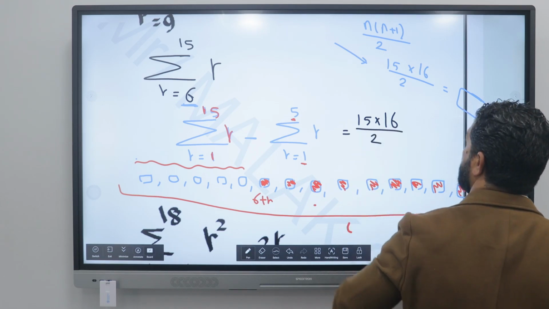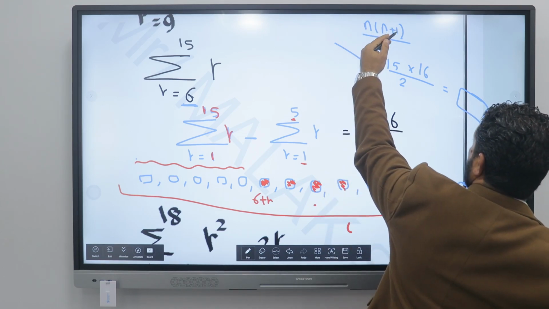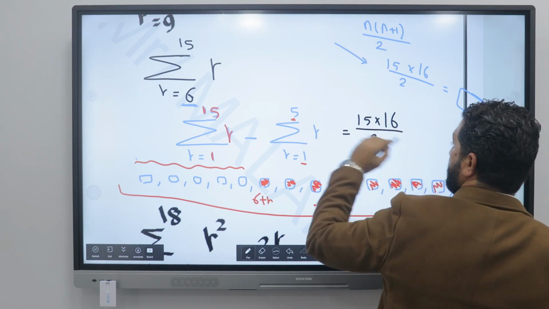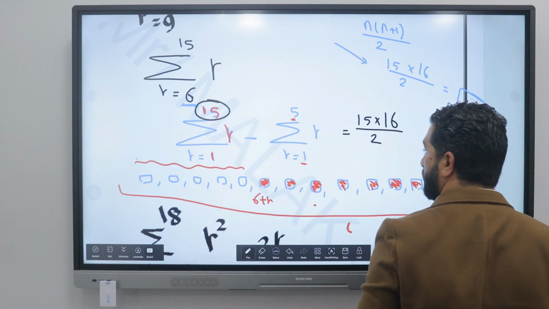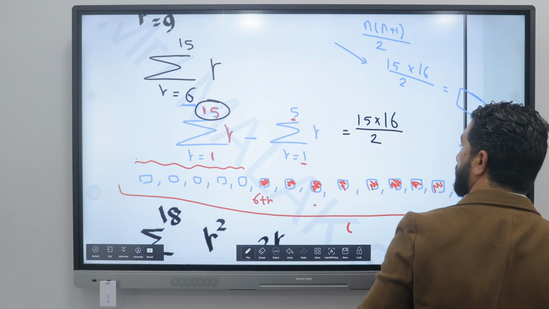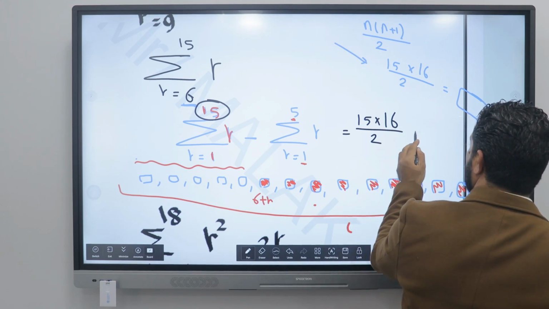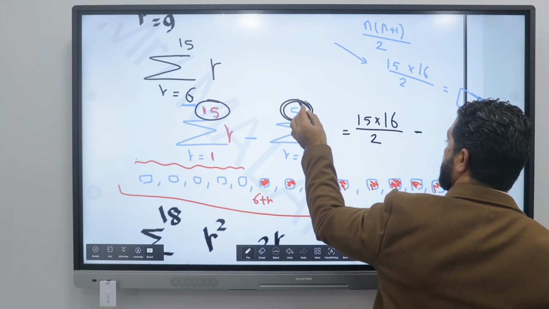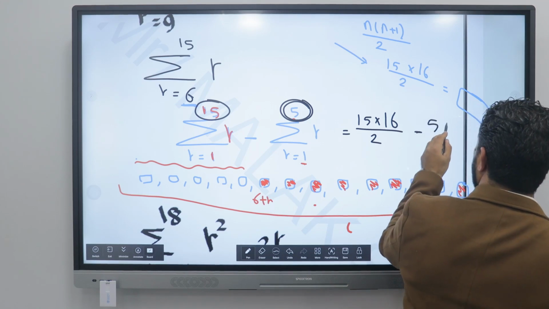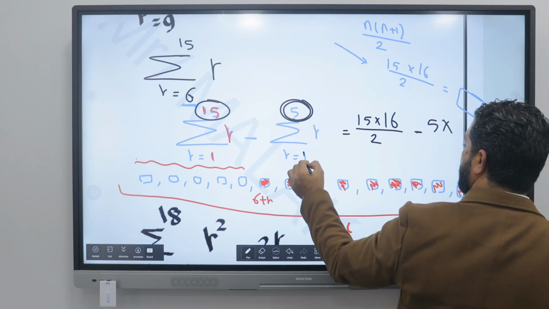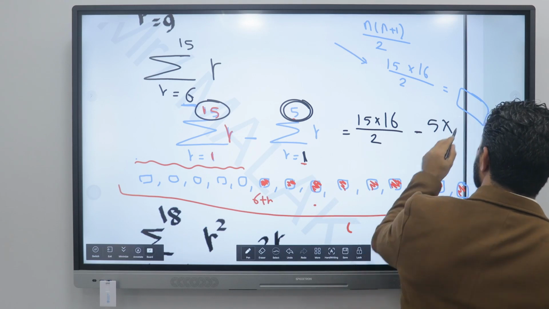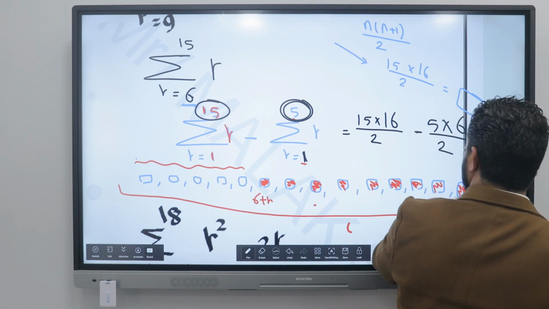يا مستر ده n times n plus 1 divided by 2. فين ال n؟ ما هي ال n حضرتك، n is 15 multiplied by n plus 1, 16, divided by 2, minus here n is given as what? As 5. So 5 times n plus 1. خلي بالك دي لازم تكون 1 وهي 1 فعلا. 5 times 6 divided by 2.